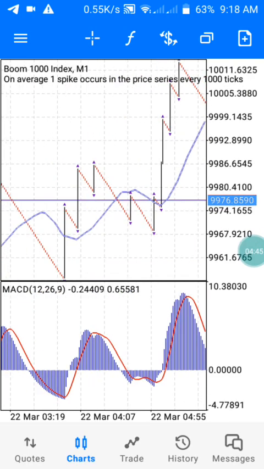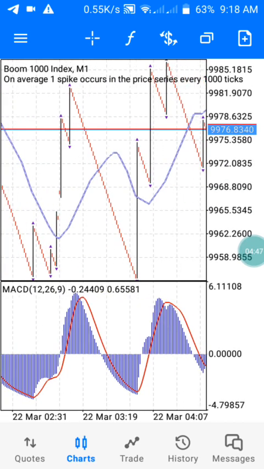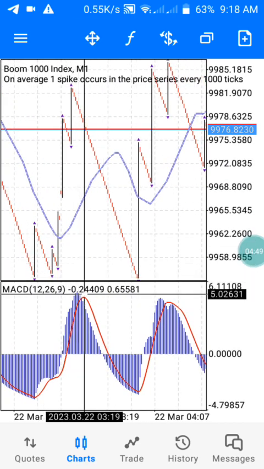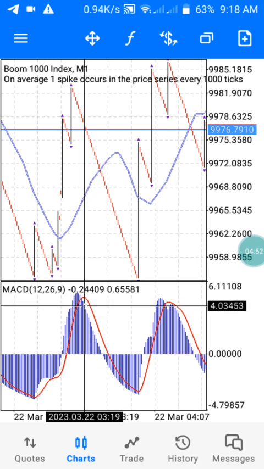So let's look for another entry. You see this particular entry now. You see, when the moving average breaks out of the MACD, then you count your 7 candles, then you are out of the market.